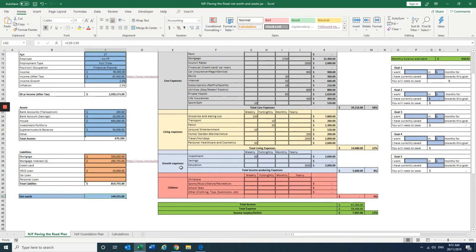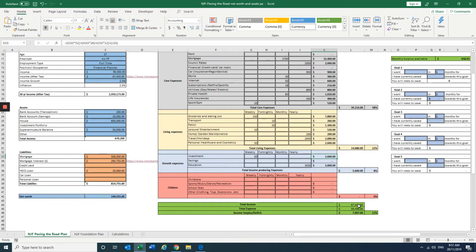Then finally, growth expenses. And so I put investment, saving, and education. The reason I call these expenses is because once you put your money away into an investment, it's set. I believe it's gone. You're not able to touch it anymore, as if you had just spent money on petrol or groceries. The money is now gone, and hopefully your investment money will return dividends to you in the future. The last expense is children, and I do not have any children, so I've not put anything into here.